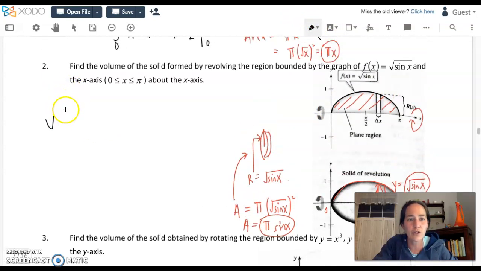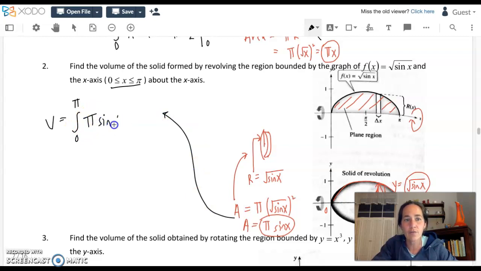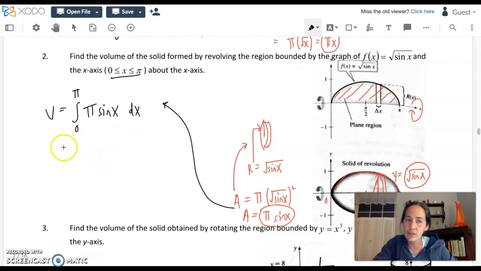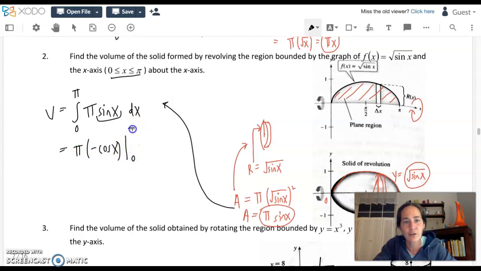Volume of the shape in question is going to equal the integral from one x value to another, from 0 to pi as presented in the question, of the area, which we were talking about here, pi times the sine of x, taken with respect to x. And now it's time to integrate. Leave the pi completely outside of the process and integrate the sine of x. Think of a function that would have sine as its derivative, and that would be negative cosine of x. Evaluate it from 0 to pi.